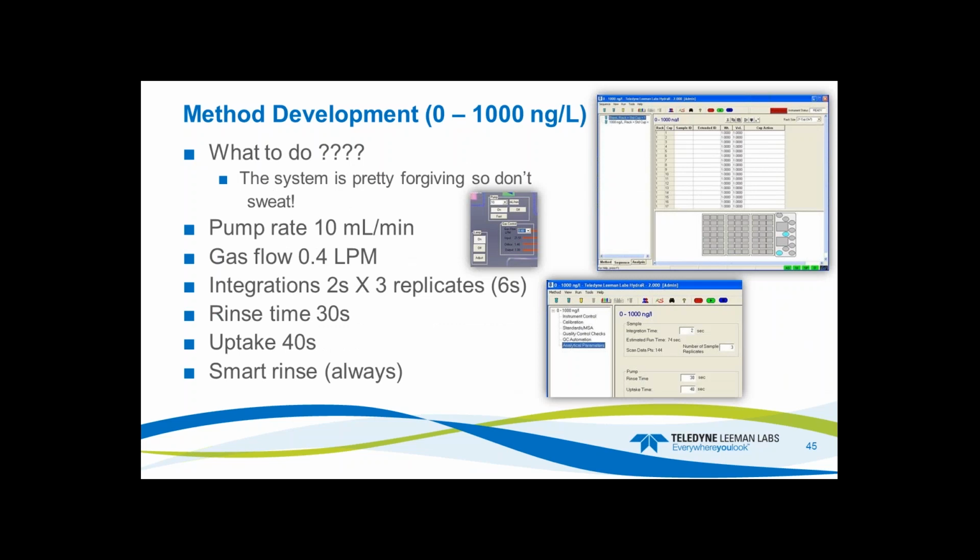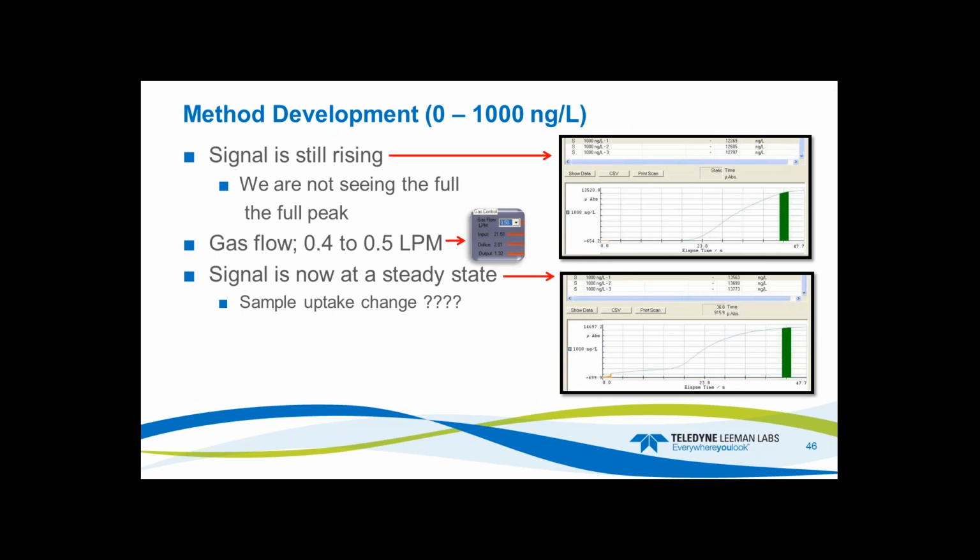I'm going to start out with a pump rate of 10 mils per minute because I want to get it there as fast, and it's a trace method. It's not an ultra trace method, but a trace method, so I want to have max load. Gas flow, I really don't have a clue, but I think maybe 4 liters per minute might get me what I want. Integrations, I know I need at least 2 seconds and 3 replicates, so I have a nice standard deviation. Rinse time, I'll start out with 30 seconds, uptake of 40, and always check the smart rinse. Have your smart rinse on for all methods.